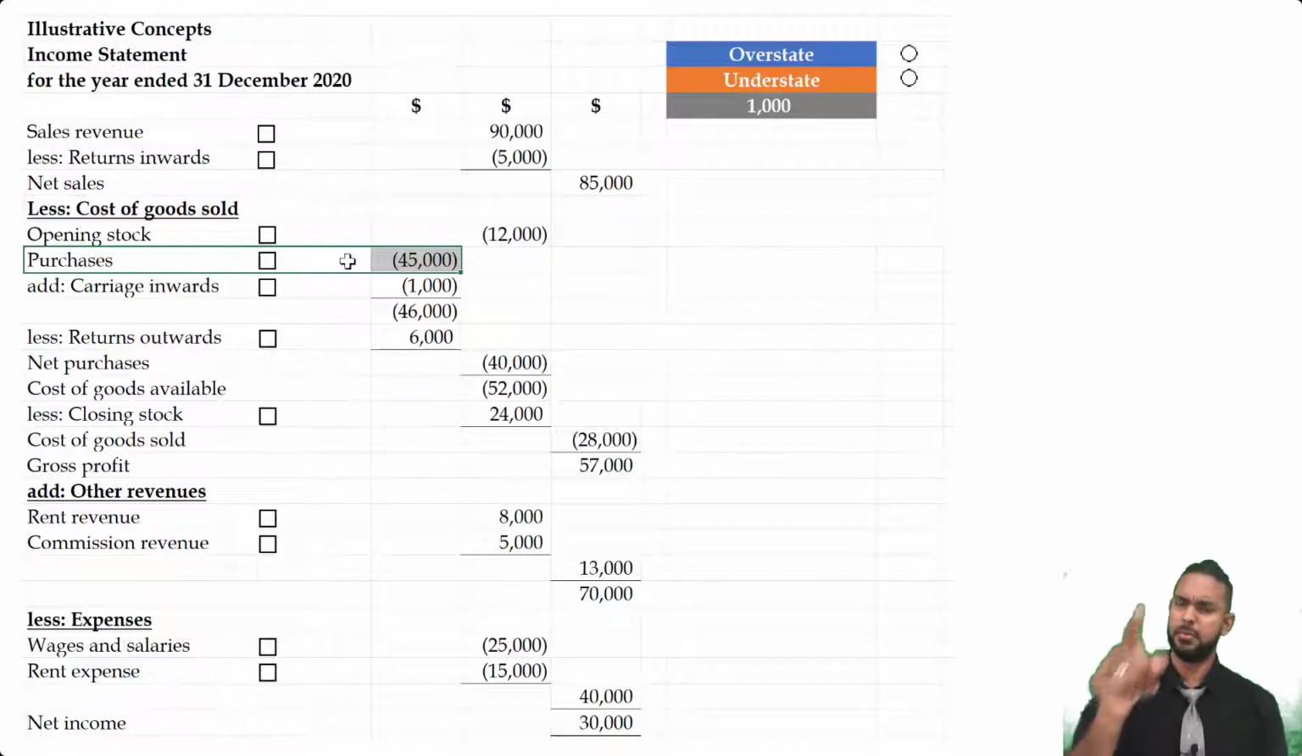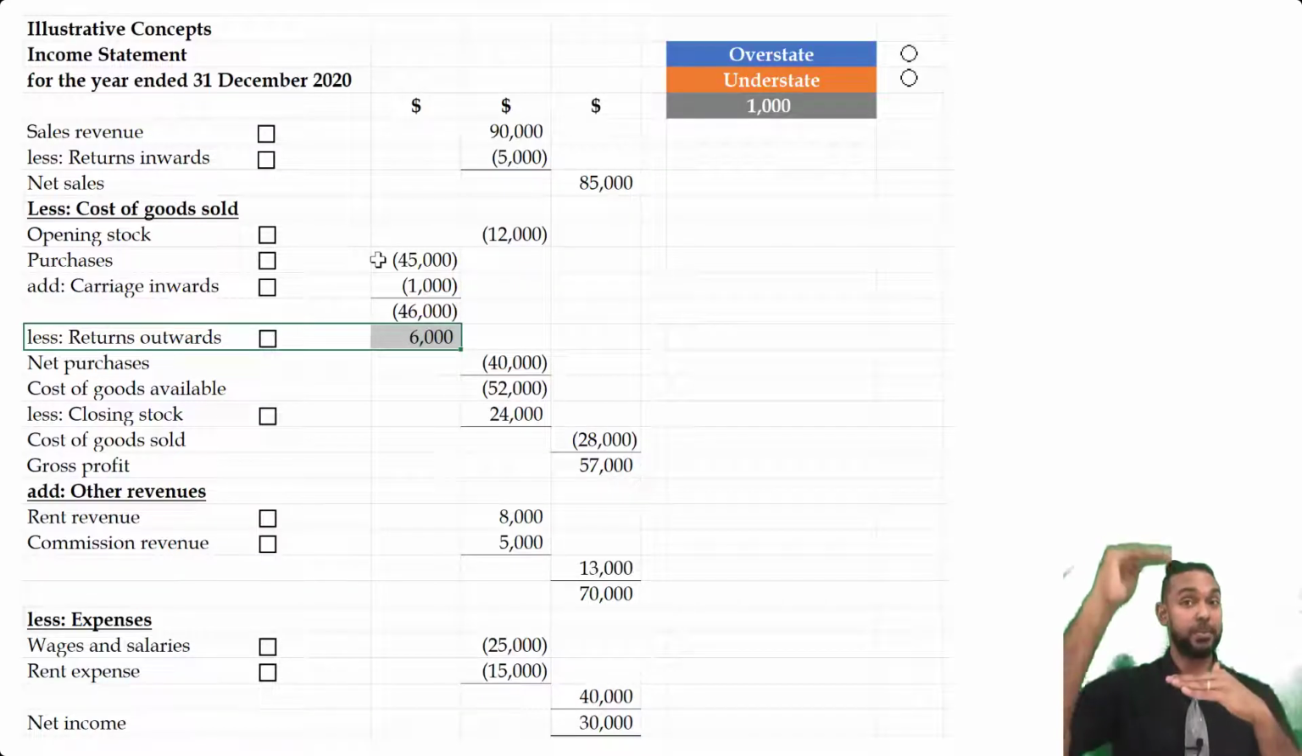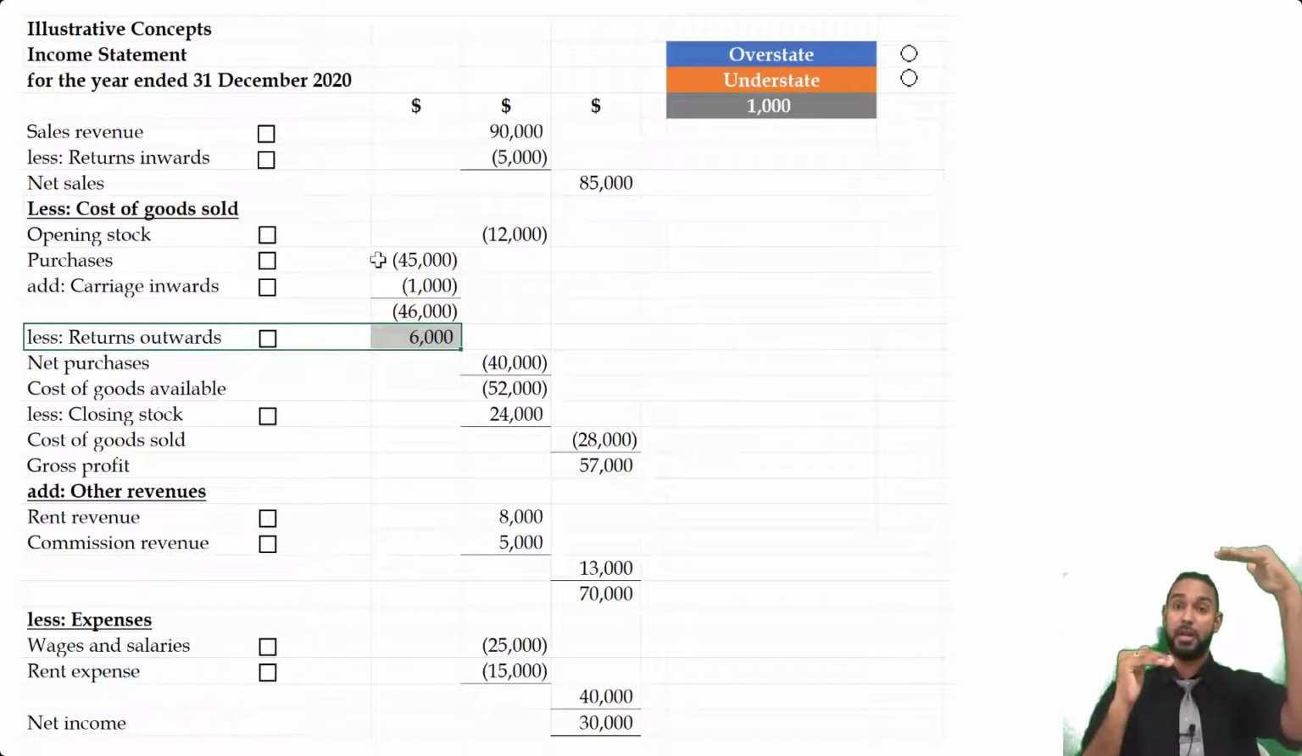So, let's take a look. So if we have 6,000 of returns outwards here, let's do the same 1,000 figure to change it by. Let's change it and see what happens to net income. So our hypothesis is, if we were to overstate returns outwards, we'd be subtracting too much from purchases, and your cost of goods sold would go down, which means you're not going to subtract enough from your revenue. And if you don't subtract enough from revenue, profit is going to be too high.